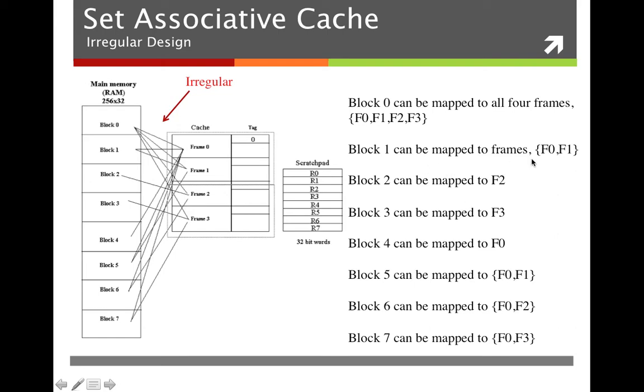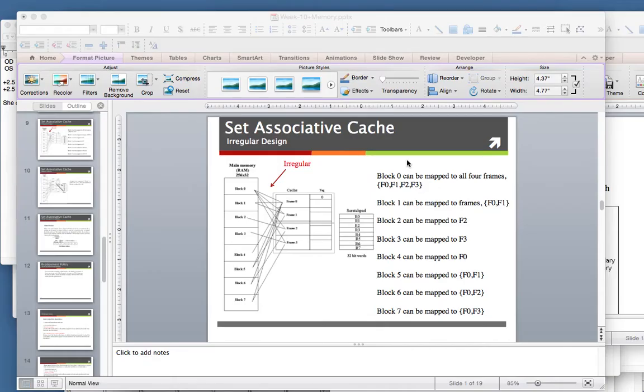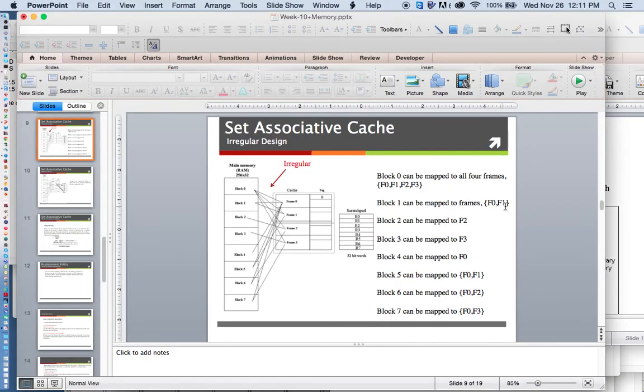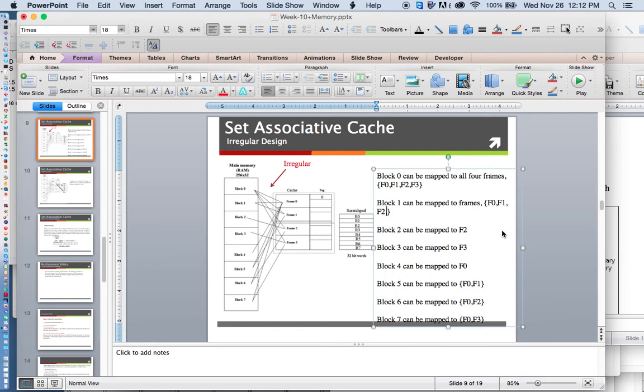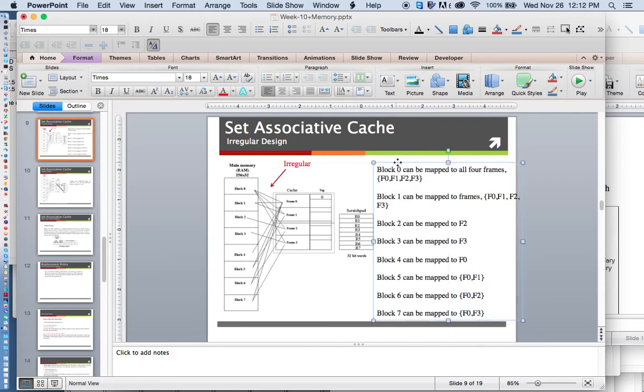Block 1 can be mapped to frames... actually, this is not quite true, so I have to change that. I just noticed that for a second. This is not quite right. This must be F2 and F3, and hopefully the other ones are right, but you can fix them. I just noticed that quickly. Okay.